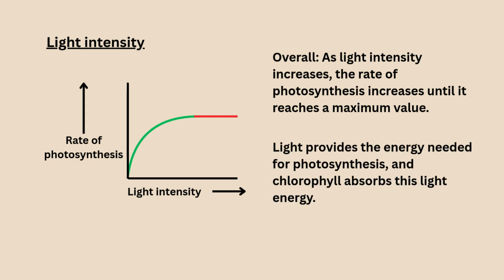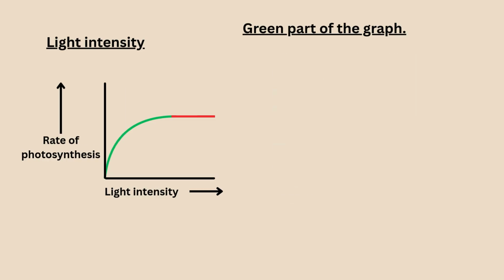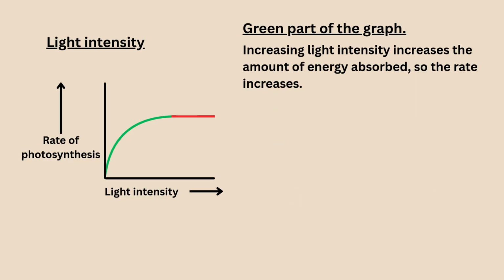For light intensity, as the light intensity increases, the rate of photosynthesis increases until it reaches a maximum value. The light provides the energy needed for photosynthesis, and the chlorophyll absorbs this light energy. In the green part of the graph, increasing light intensity increases the amount of energy absorbed, so the rate increases. Therefore, light intensity is the limiting factor.